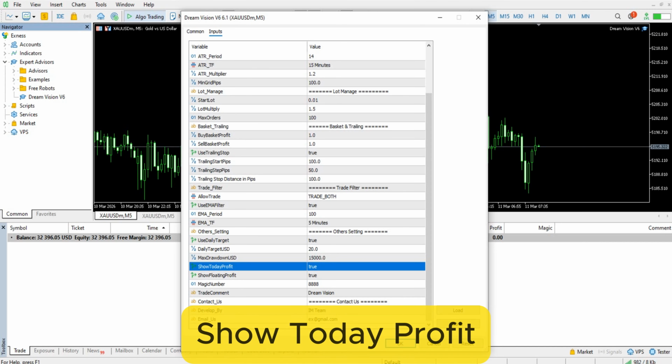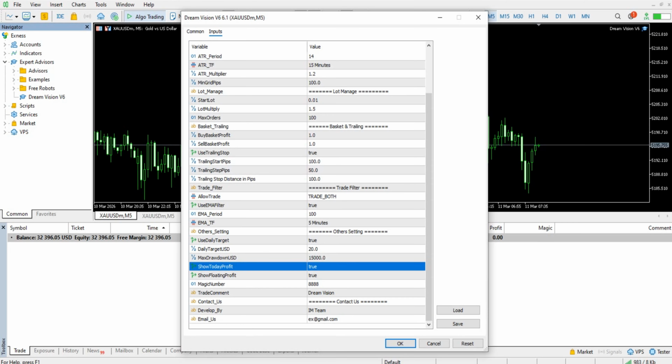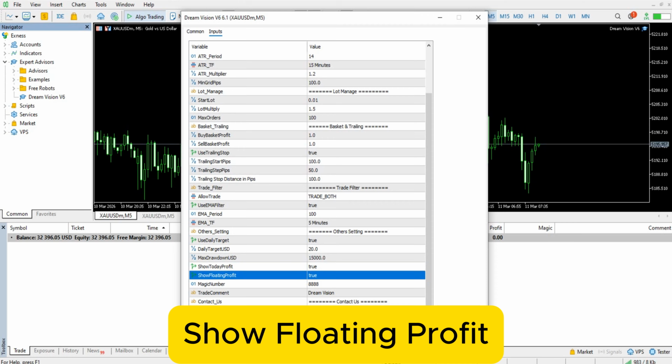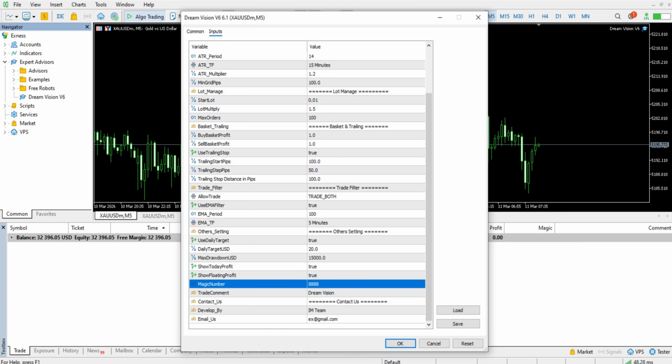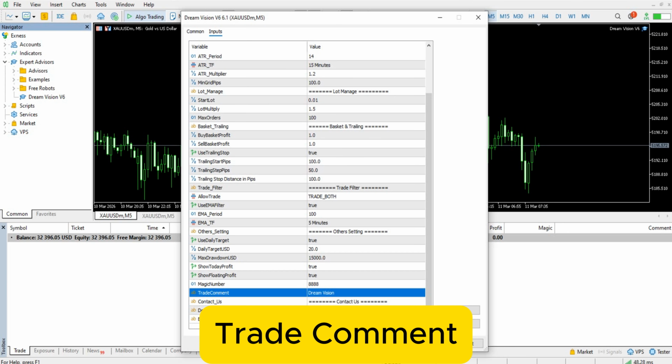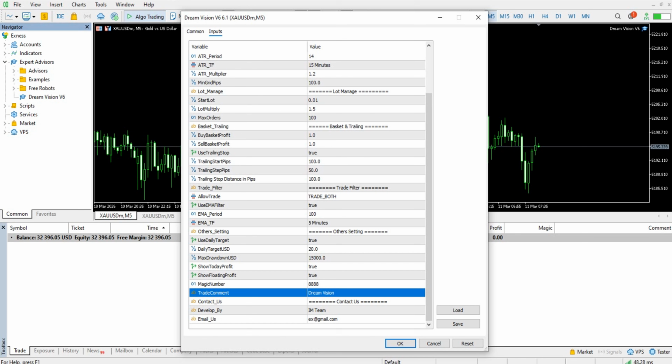Show Today Profit. This option displays the current profit generated during the current day. Show Floating Profit. This displays the current floating profit from open trades. Magic Number. This is a unique identifier used by the EA to manage its own trades. Trade Comment. This allows the EA to label its trades with a custom comment for easy identification.